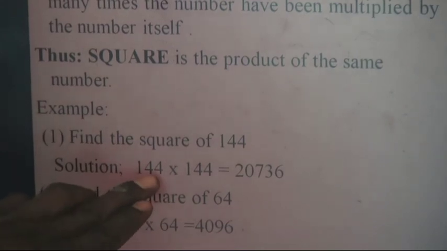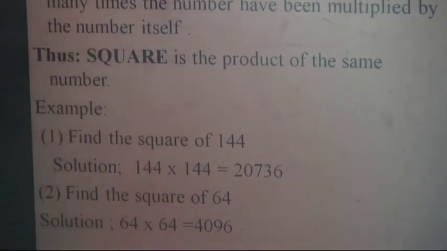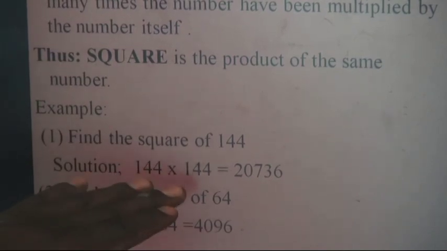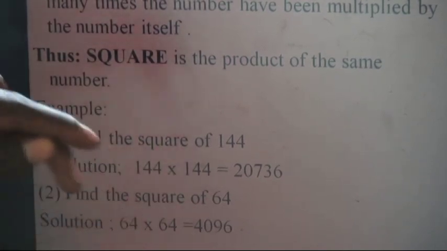Kwa unazidisha namba yenyewe kwa yenyewe. Kwa hiyo if it is 144, unazidisha kwa yenyewe tena 144. That is how we find out the square of the numbers.